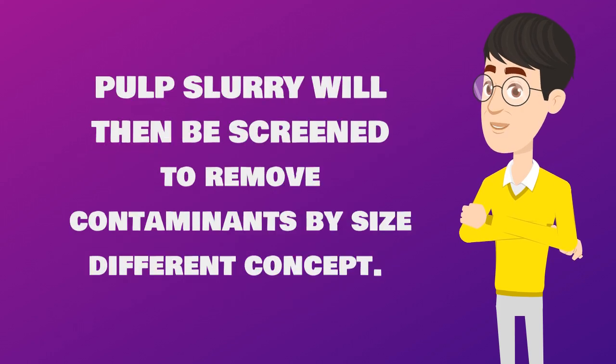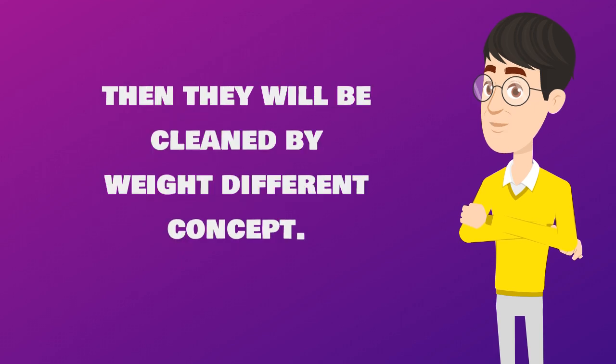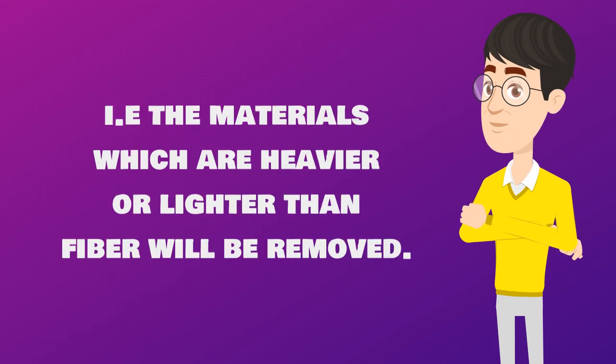Pulp slurry will then be screened to remove contaminants by the size difference concept. That means material bigger than fiber will be removed. Then it will be cleaned by the weight difference concept. That means materials which are heavier or lighter than fiber will be removed.